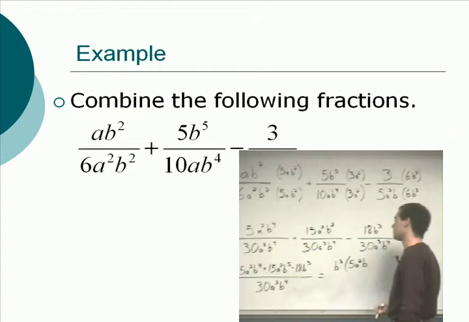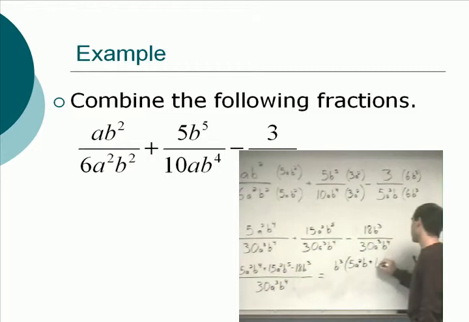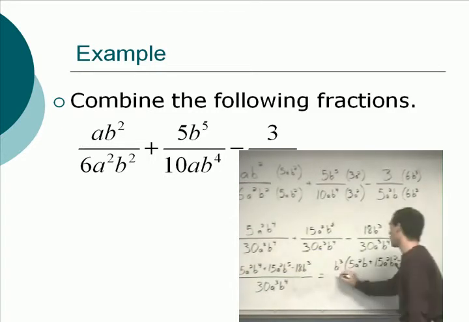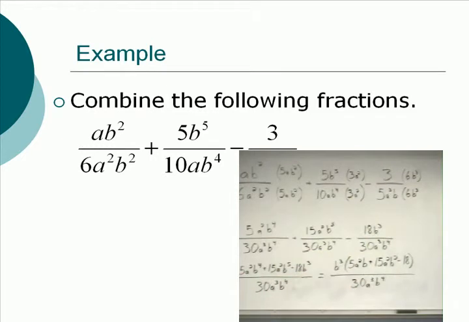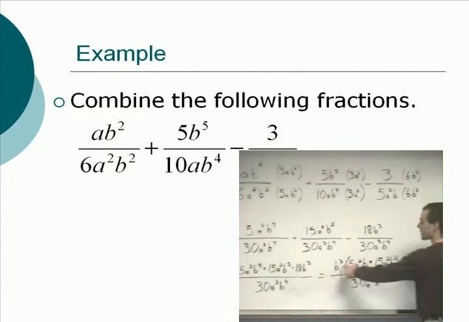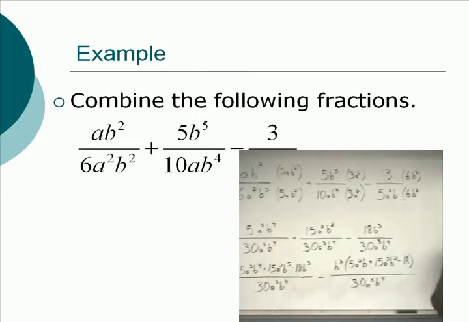5a squared b plus 15a squared b squared minus 18 all over 30a to the third b to the fourth. Now we're still not done. We're 99% of the way done, but now that we've got that common factor of b cubed out front, you can cancel. We couldn't cancel term by term, but since b cubed is a common factor to each of these, we can cancel it out.